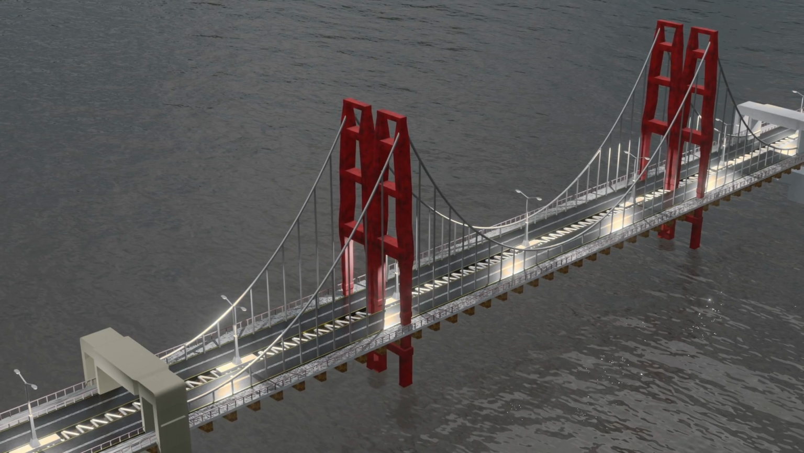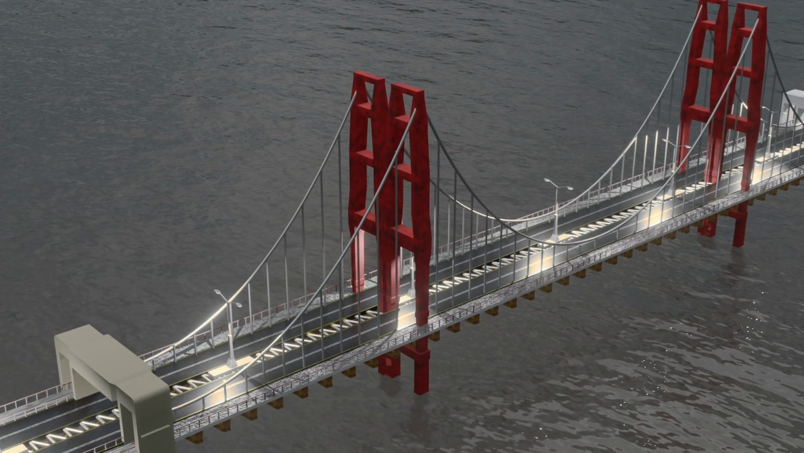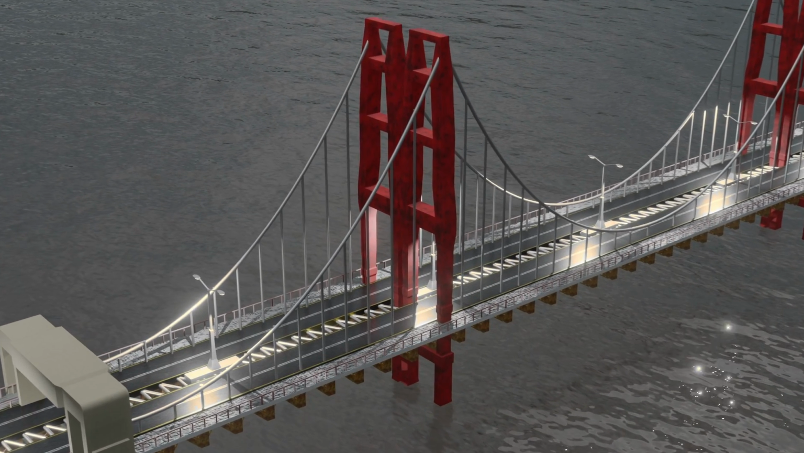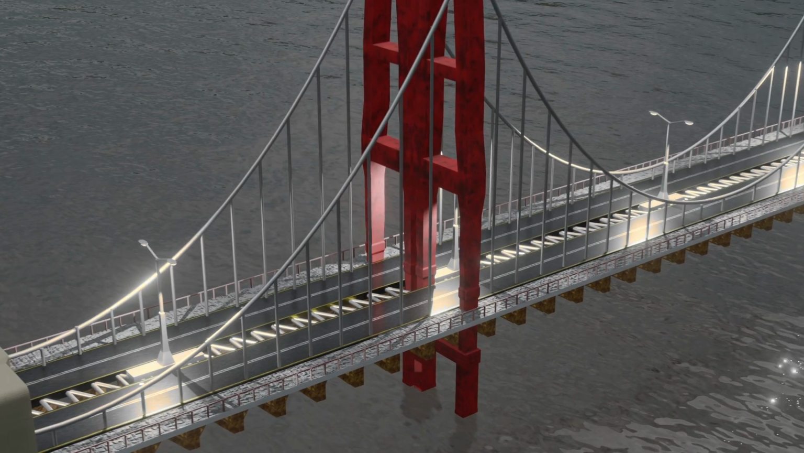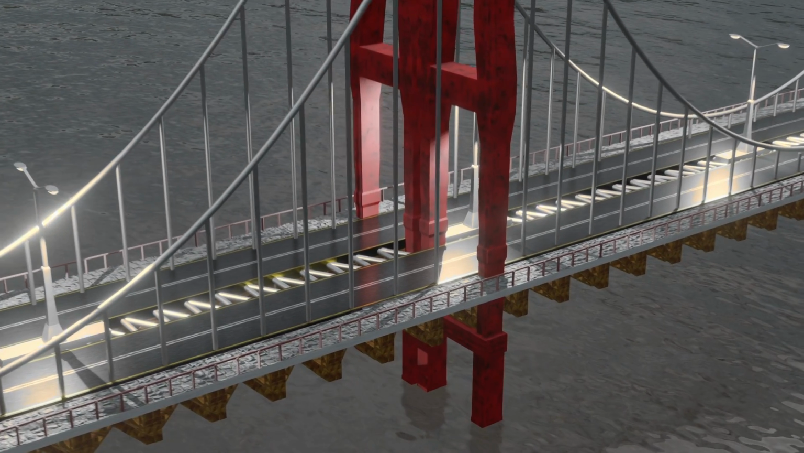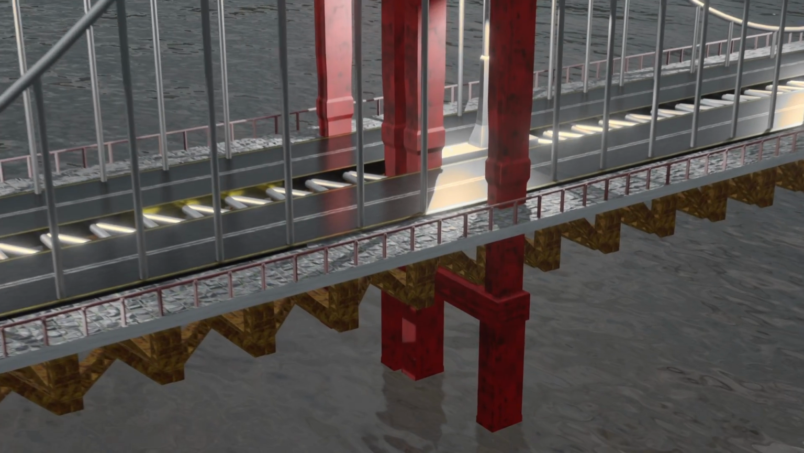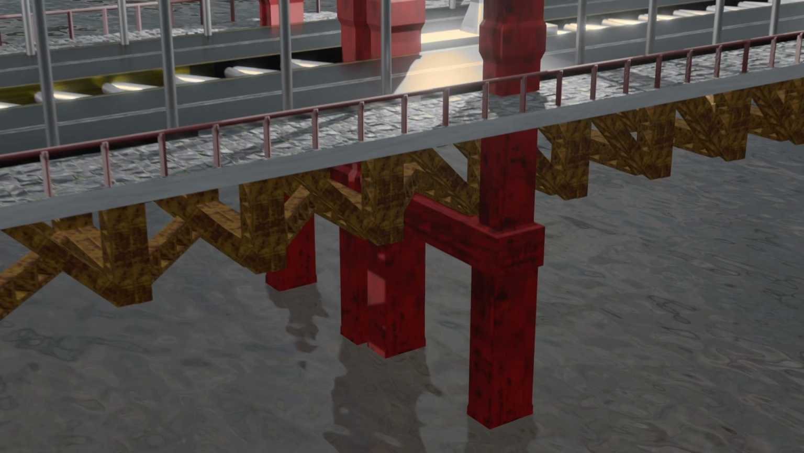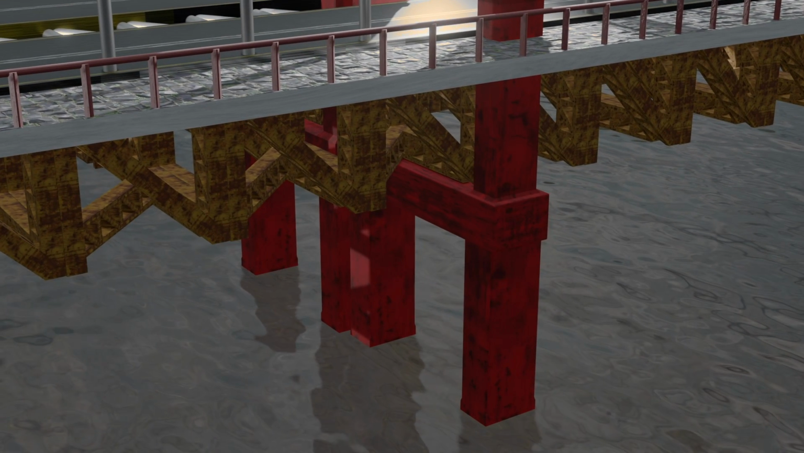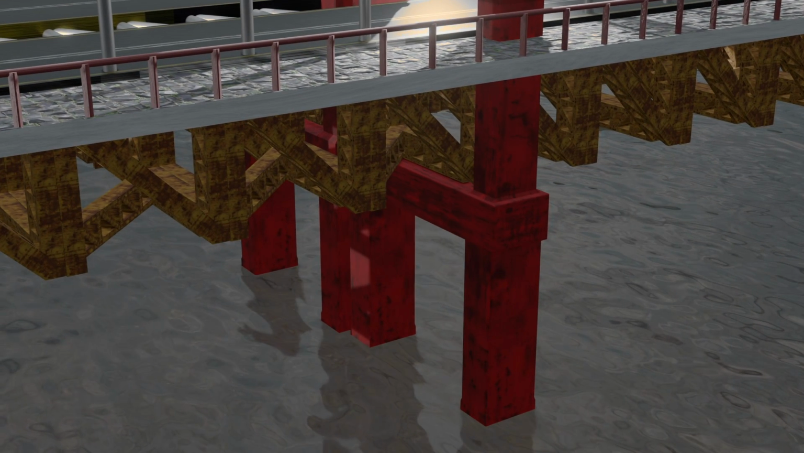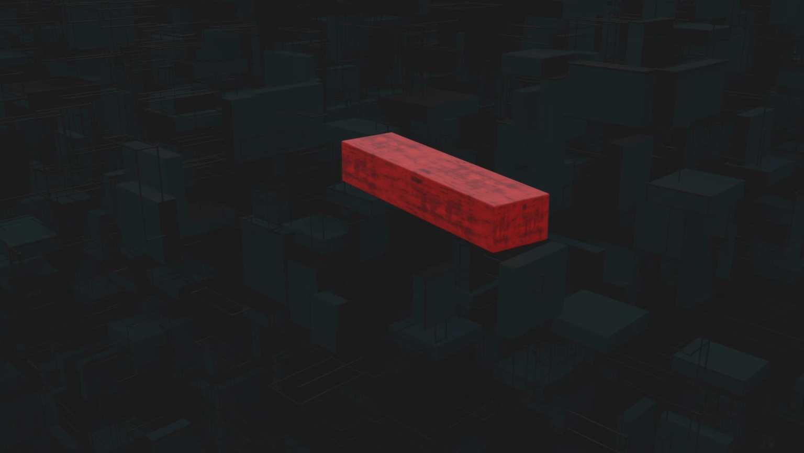Imagine a bridge that withstands the weight of countless vehicles, or a skyscraper that rises above the city without swaying in the wind. These feats of engineering are possible thanks to our understanding of how forces act on objects. In this video, we will develop part of the theory of forces, starting by defining what a rigid body is.